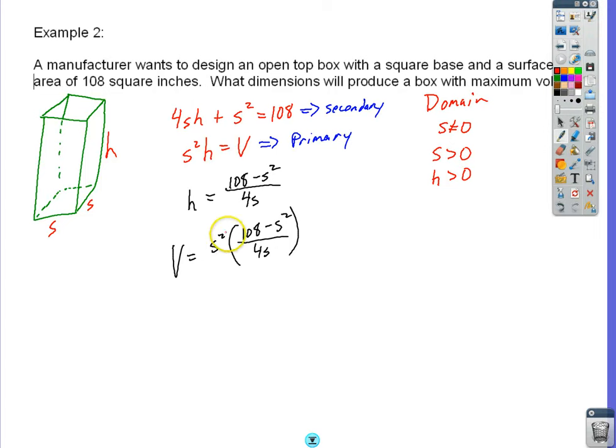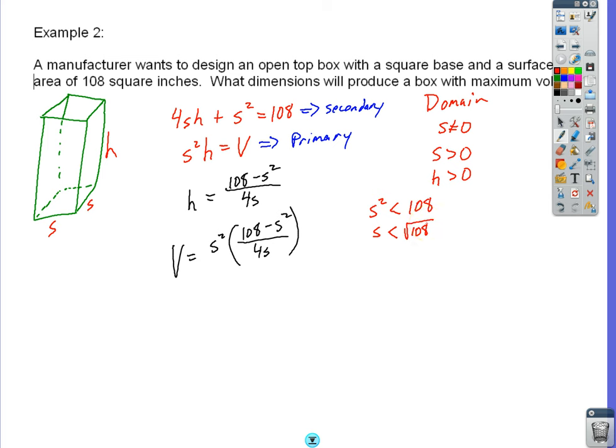And no matter what I put in for S, any positive value here and any positive value here with my current restrictions will get me a positive number. However, if S squared becomes bigger than 108, then all of a sudden I have a negative value on top and my volume is negative. So S squared has got to be less than 108. Or in other words, S has got to be less than the square root of 108.